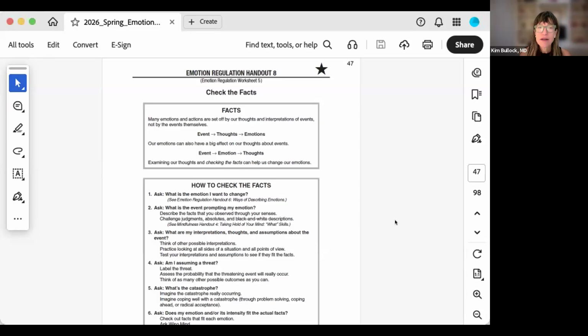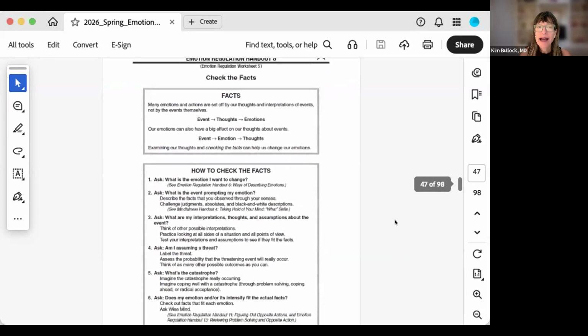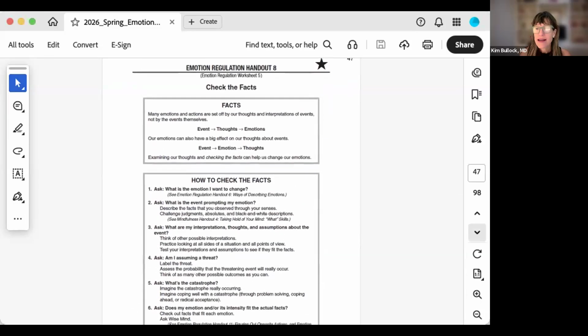So let's move on then to actually, how do you check the facts? I'd like to go through each one of these things. First, you want to ask, what is the emotion that I actually want to change? It is much more difficult to change an emotion when you don't know what the emotion or set of emotions are that you're actually feeling.